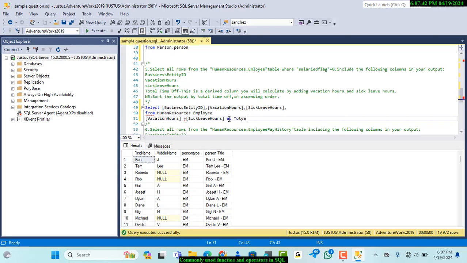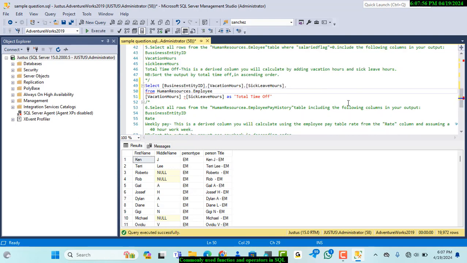As total time off. Then I close with a single quote to make it an alias. Okay. So there's something wrong. You can see this one. Let me remove that comma.